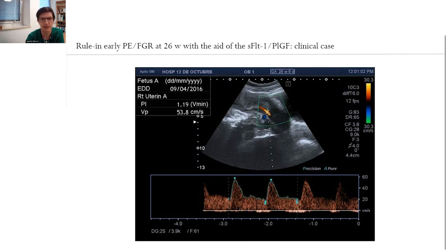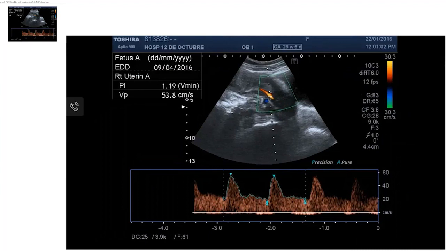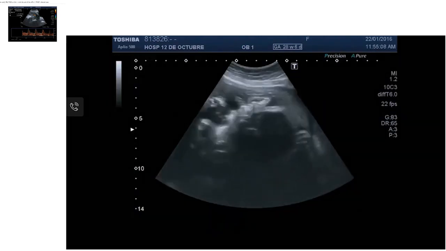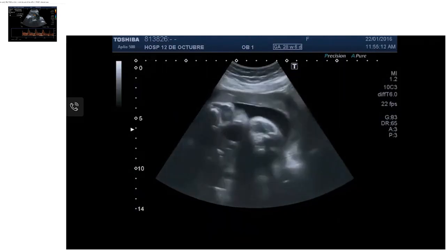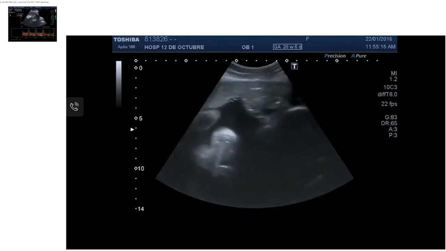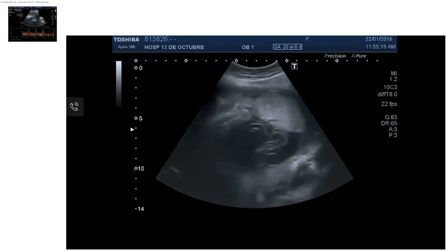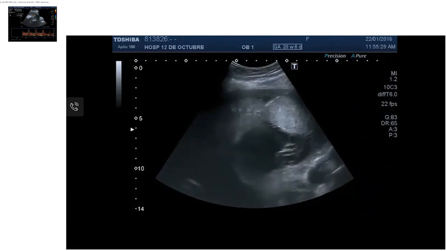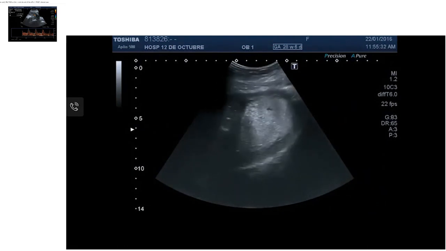I don't know if you can see the video now. Hopefully it runs. Let's see now if it runs. Uterine arteries were not so high. The placenta was a little bit heterogeneous. Here you can see. And there was a zone, as you can see at the end of the video, that was suspected to be not so attached to the myometrium, but you know, this is a very specific finding.